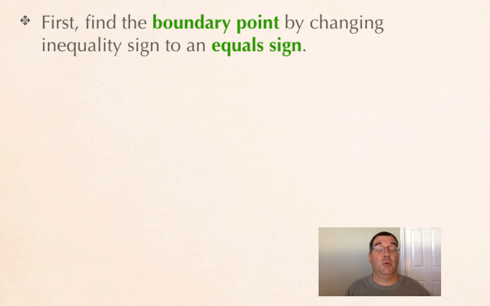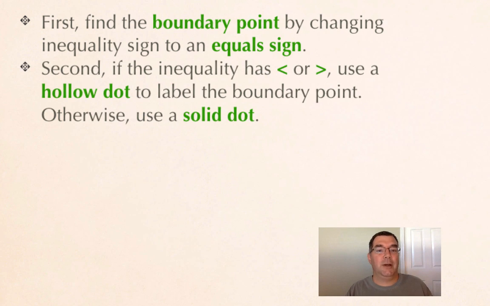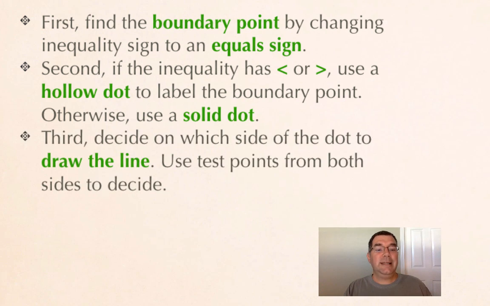So first, once I have solved an inequality that involves the number line, I find that boundary number, that number that is in the inequality, by switching the inequality sign to an equal sign. I kind of do that mentally. I didn't actually do that. I'm just looking for the number that's in that inequality. Then I have to determine whether I need a hollow dot or a solid dot. If the inequality has a less than or a greater than sign, I'm going to need a hollow dot. Otherwise, I'm going to need a solid dot if it's less than or equal to, or greater than or equal to. Then I decide whether to draw the arrow to the left or to the right of that.